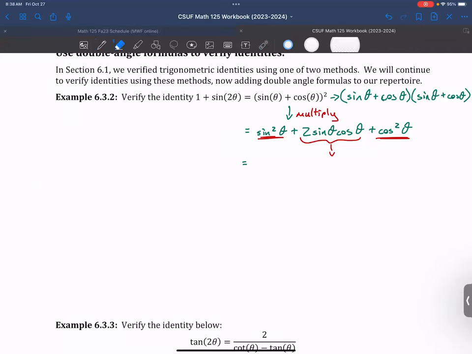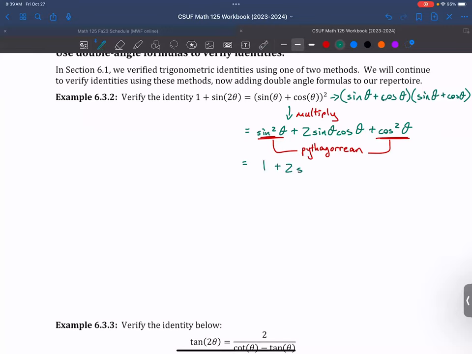but I do want to do something with the sine squared theta plus the cosine squared theta. Who can tell me what we can do with the sine squared and the cosine squared? What is that sine squared plus cosine squared? What identity is that? Or what identity can I use? Pythagorean theorem? Pythagorean identity. Good. I'm just going to write Pythagorean. Sine squared plus cosine squared equal to 1 is the Pythagorean identity. So I'm going to replace that with a 1.